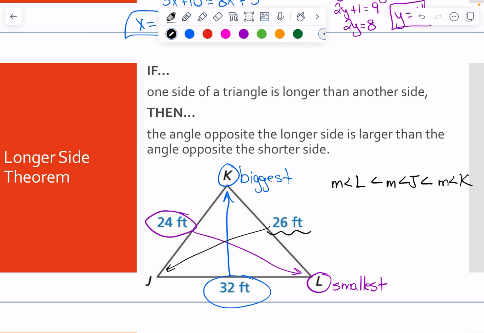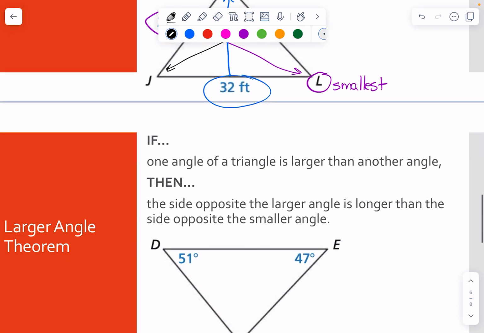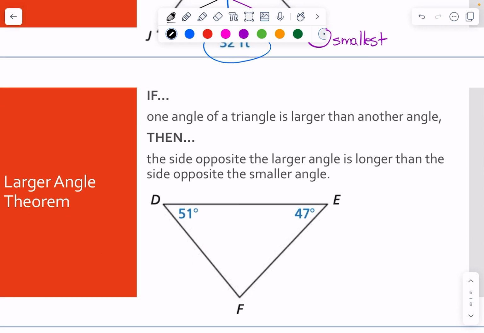Okay, all because they have to be opposite. The longest side is opposite the largest angle, and the smallest is opposite the smallest angle. We also can go the other way. So if one angle of a triangle is larger than another angle, then the side opposite the larger angle is larger than the side opposite the smaller angle. The smallest angle is opposite the smaller side, and so on and so forth.